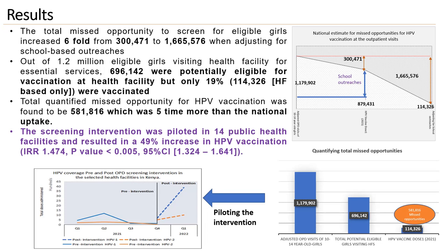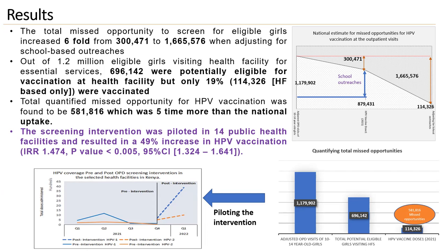The screening intervention was piloted in 14 public health facilities and resulted in a 49% increase in HPV vaccination. After doing the data triangulation, we went out there, implemented and piloted this in 14 public health facilities. And after our post-assessment, we got a 49% increase in vaccinations in those health facilities, and that is displayed in the graph that you can see below.